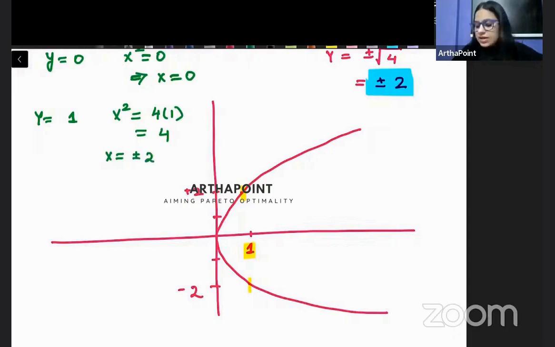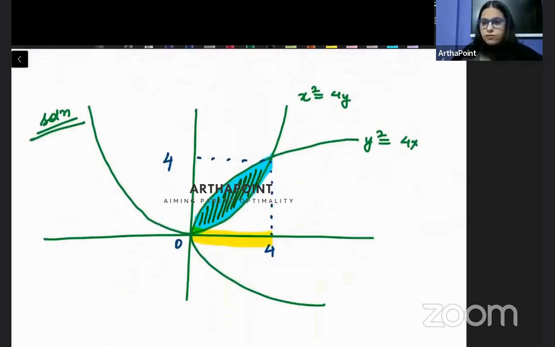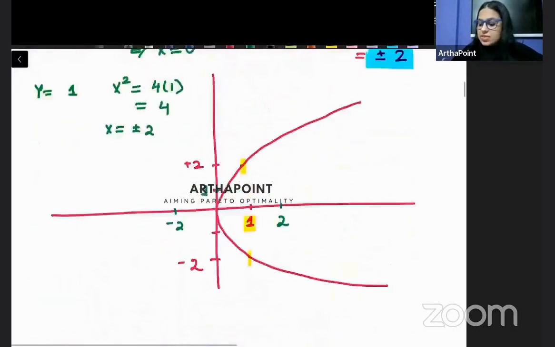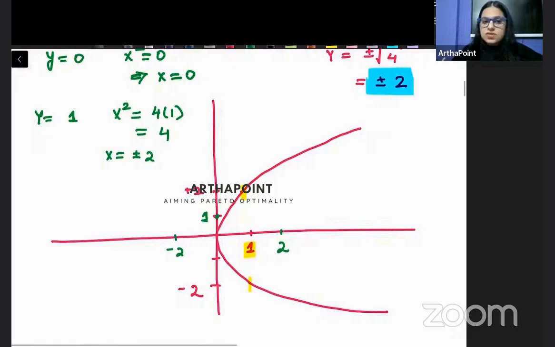तो अब हमें क्या दिख रहा है? That for one value of y, I am getting two values of x in this case. इसमें x की दो values आ रही है ना? So it means that when y is 1, then x is plus and minus 2. So now this is how I have gone ahead and formulated this. And similarly, you can just formulate the two curves respectively.